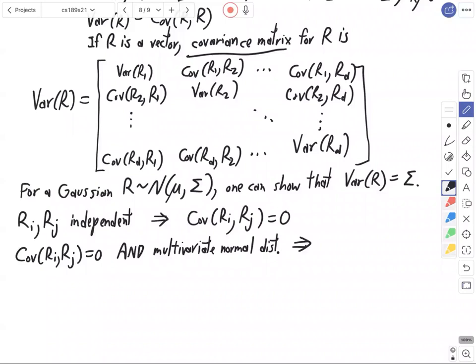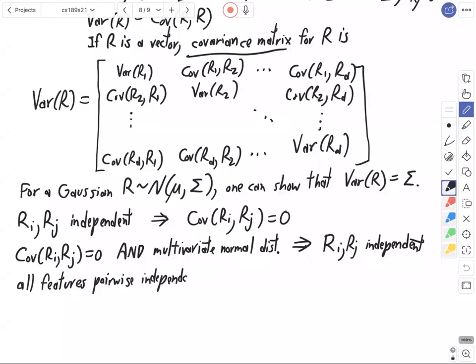So if there are two variables in the multivariate normal distribution and their covariance is 0, then they are independent of each other. That's kind of by definition of a normal distribution. That's part of what a normal distribution is. Also, if all of the features R1, R2, so on up to RD are all independent of each other, all pairwise independent, then the covariance matrix is diagonal.